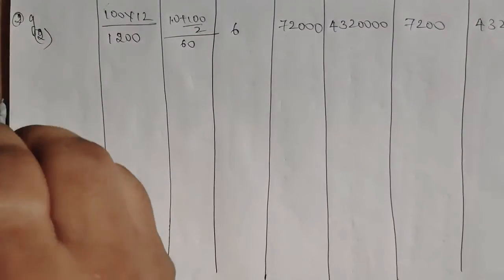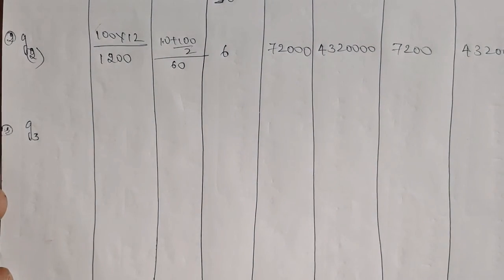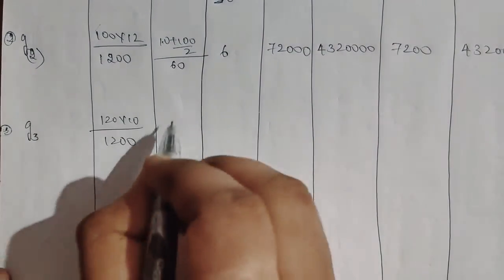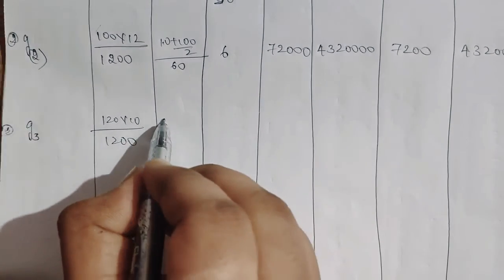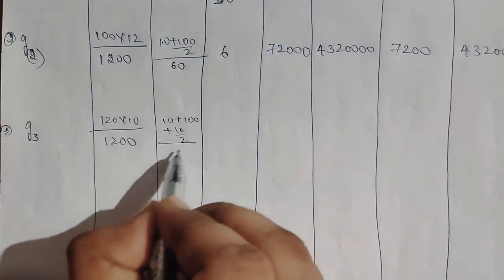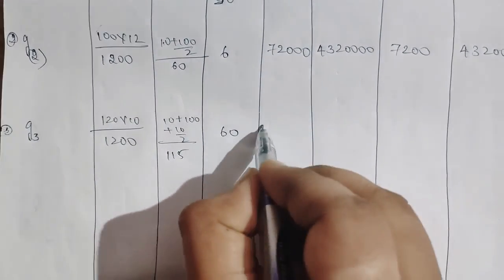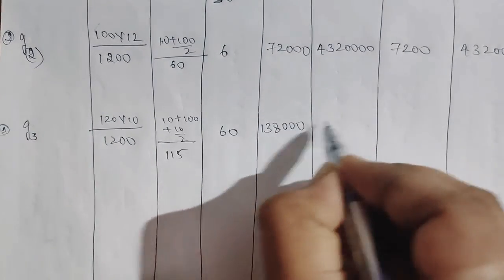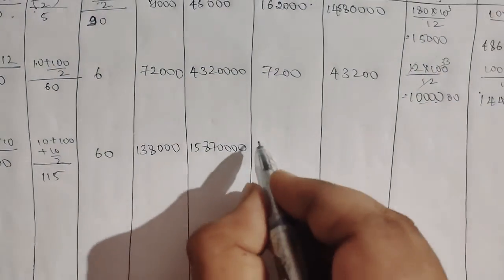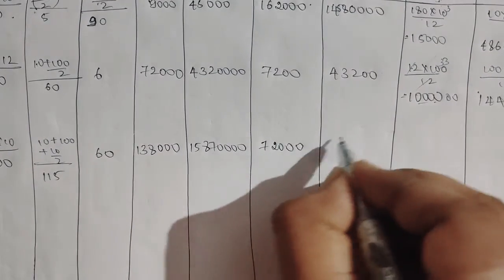Then the last one, it is the value of G3. The area will be 120 into 10, 1200. So it is 10 plus 100 plus 10 by 2, so the value is 1115. This is again 60. So 138000, 158734. So it is just a calculation work. Boring, but when you actually do it, it will be very interesting.